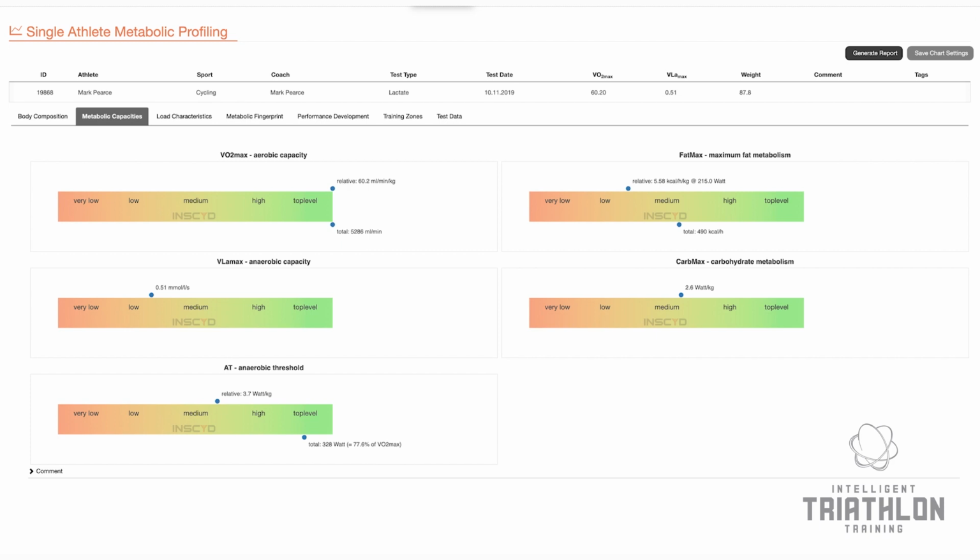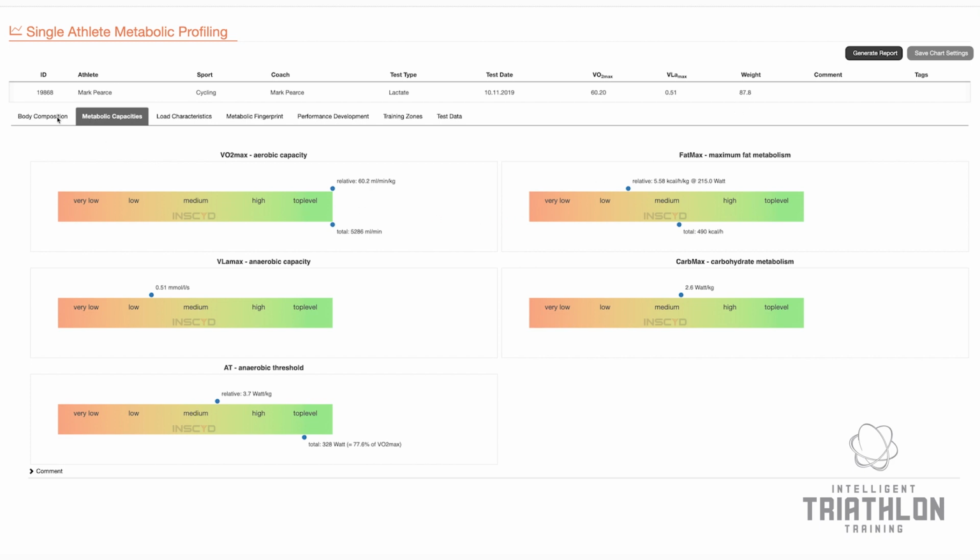So this is one of the first panels that we have, and on here you can see information about the athlete, me, the sport that the test was conducted in, who the coach is. I coached myself, funnily enough. The type of test that we did, in this case we were using blood lactate, and we get a couple of the key variables that come out of it. So we've got VO2 max expressed in mils per kilo per minute, and a VLA max figure, and my weight.